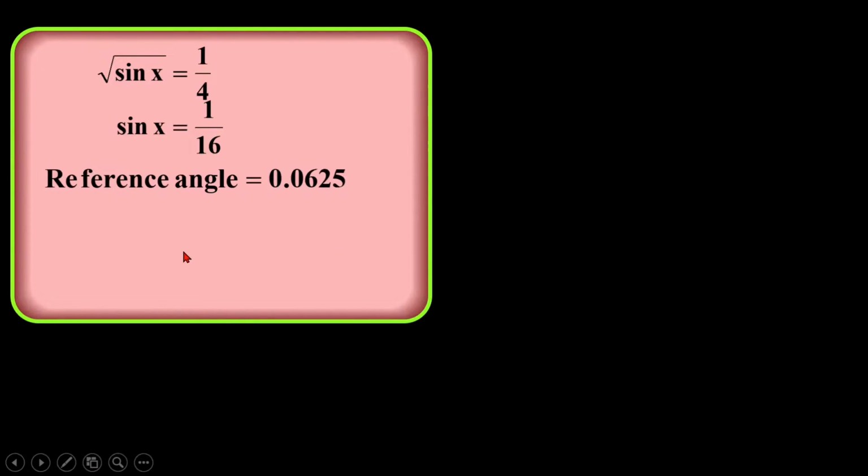So my reference angle now is 0.0625. Okay, so sine positive. Like just now, let's go into the quadrant. I'm going to do this fast. So my sine positive is here and here: the first quadrant and the second quadrant. So sine positive will be there and there.